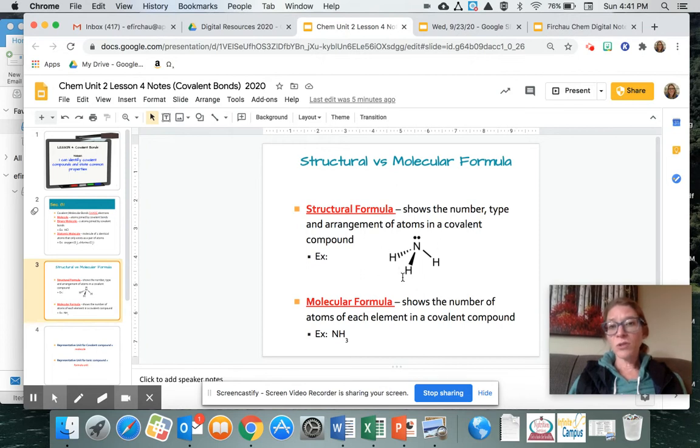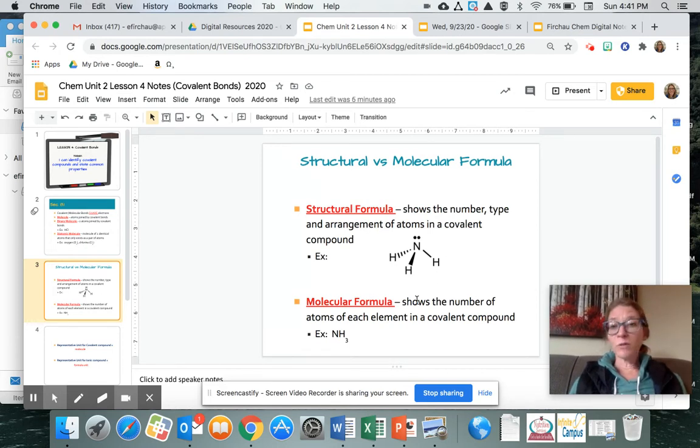So this structural formula shows that nitrogen is the central atom. It has 3 hydrogens branching off that. It shows these lone unbonded electrons at the top. All of that will be important as we move into Lewis structures, which starts tomorrow, I believe.